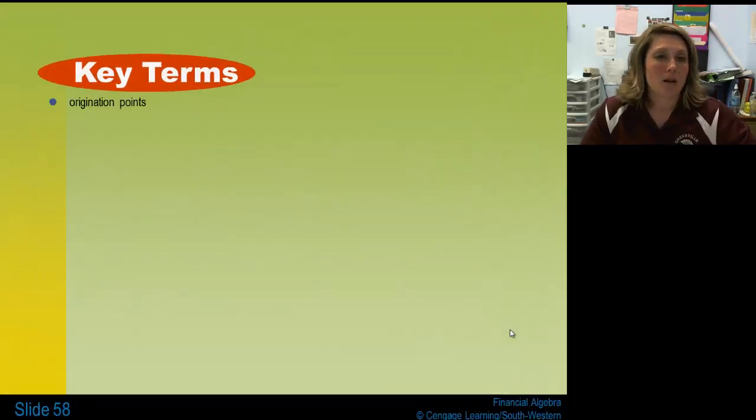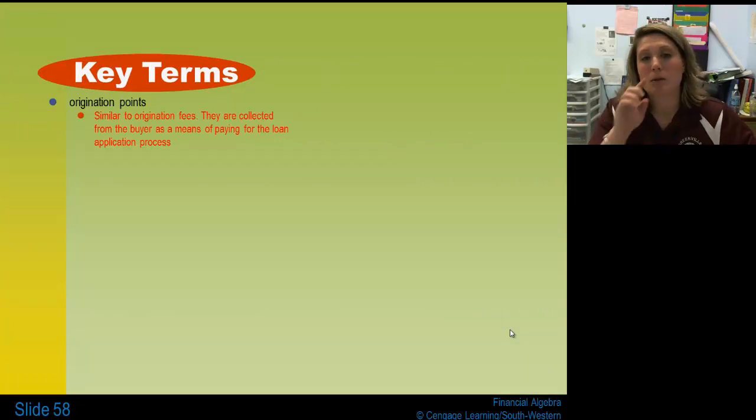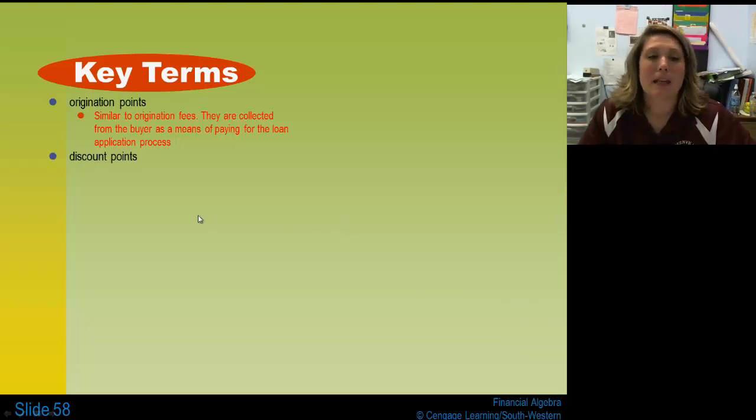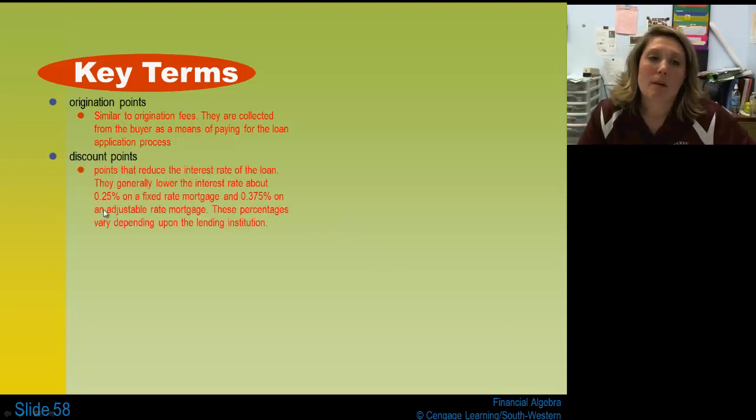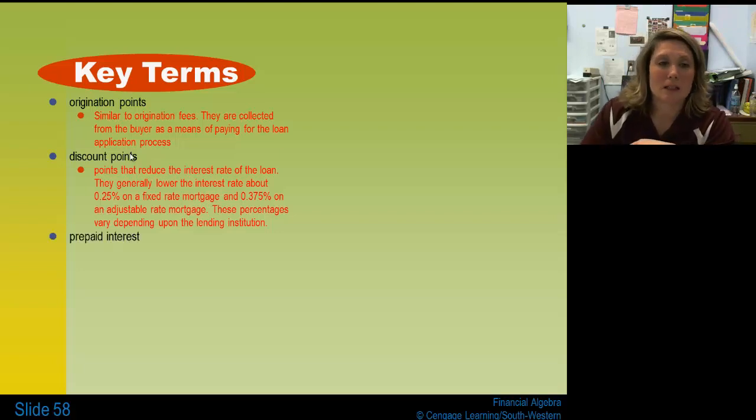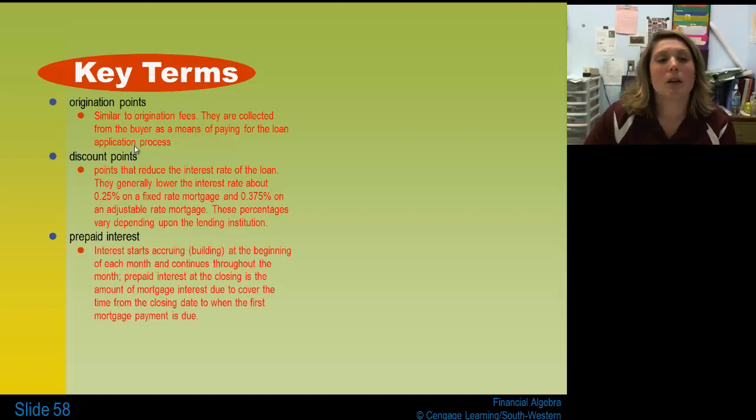Key terms again, origination points. This is similar to origination fees. These are collected from the buyer as a means of paying for the loan application process. Discount points. These points reduce the interest rate of the loan. They generally lower the interest rate about 0.25% on a fixed rate mortgage and 0.375% on an adjustable rate mortgage. These percentages vary depending upon the lending institution. So depending on the bank and their policy, it'll vary anywhere from 0.25% to 0.375%.